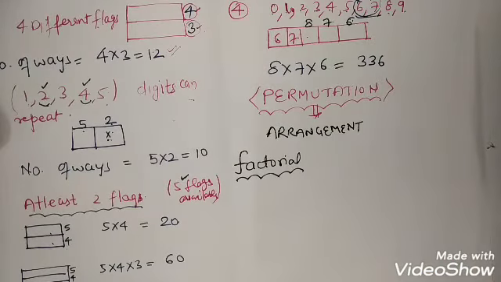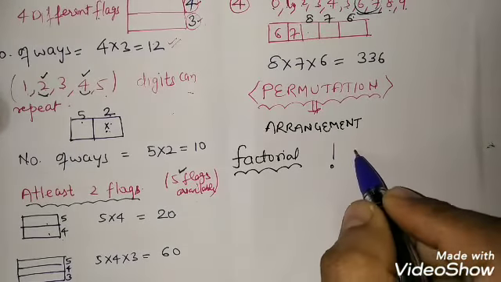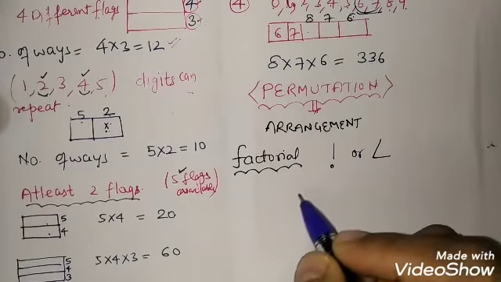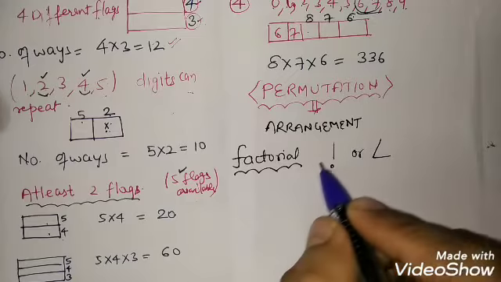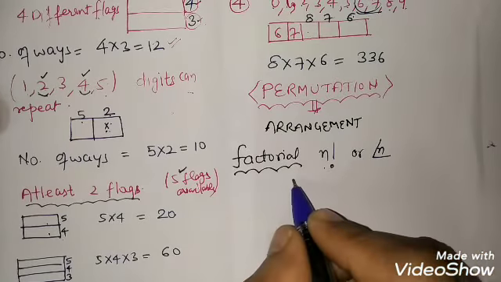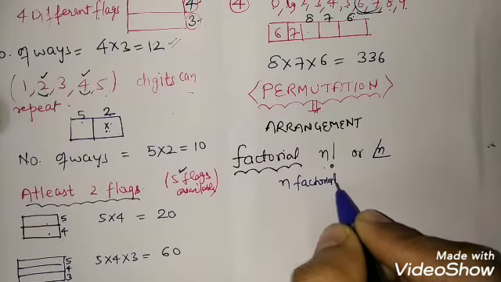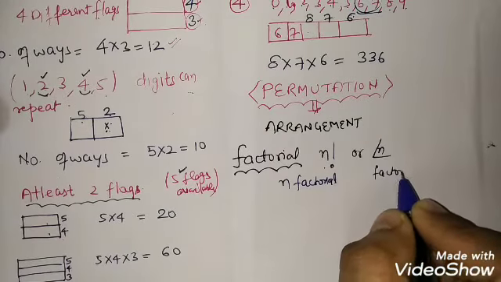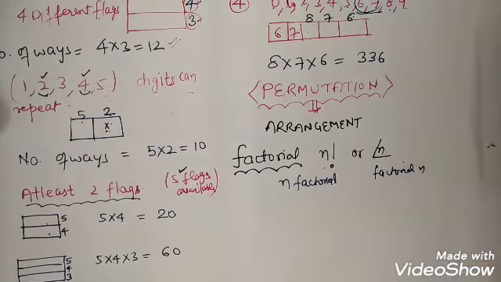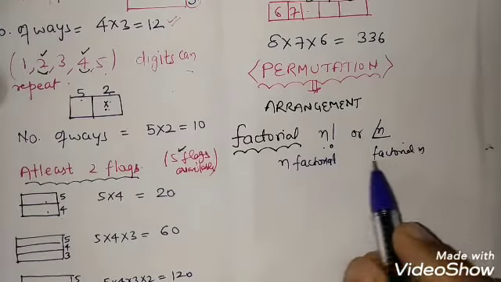Factorial is represented by the symbol n factorial, or we can read it as factorial n. One and the same thing. One is n factorial and second is factorial n.